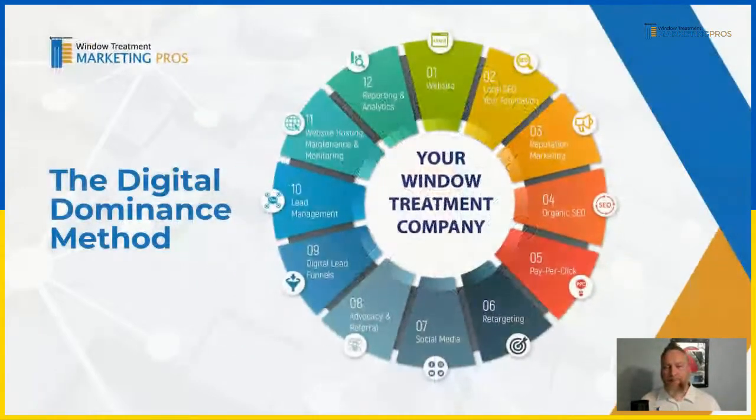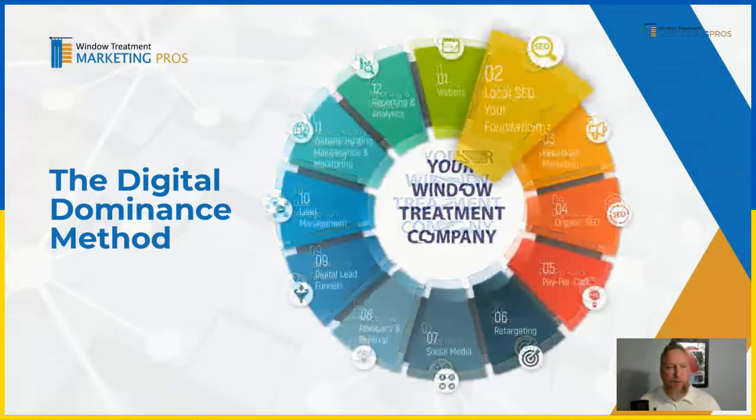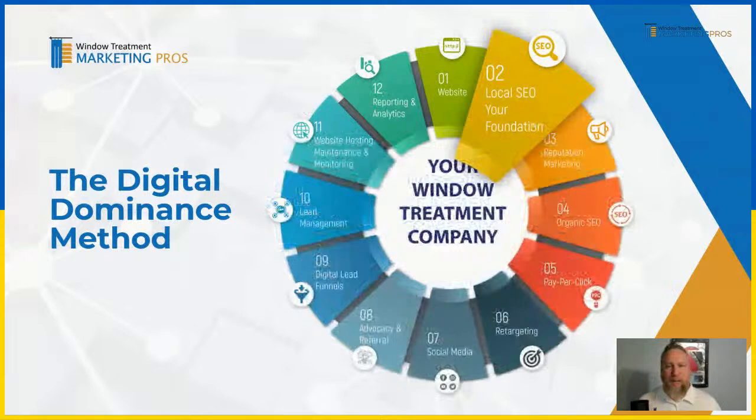So if you've watched any of our other workshops, you'll know about this, the digital dominance method. These are the 12 main pieces of a quality, well-built digital marketing campaign. Today we're really going to be focusing on number 2, which is your local SEO foundation. That's pretty much all we're going to cover. There are different things inside these pieces of the pie that you could be doing for your business, and this is one of the most crucial.